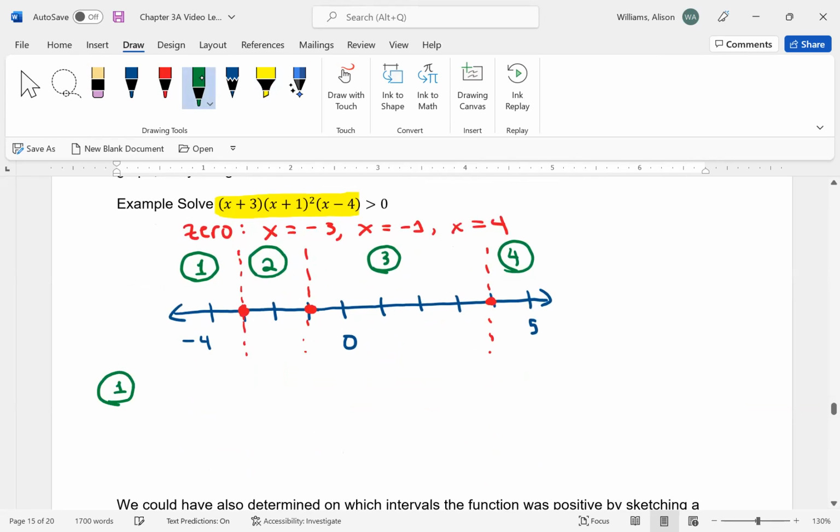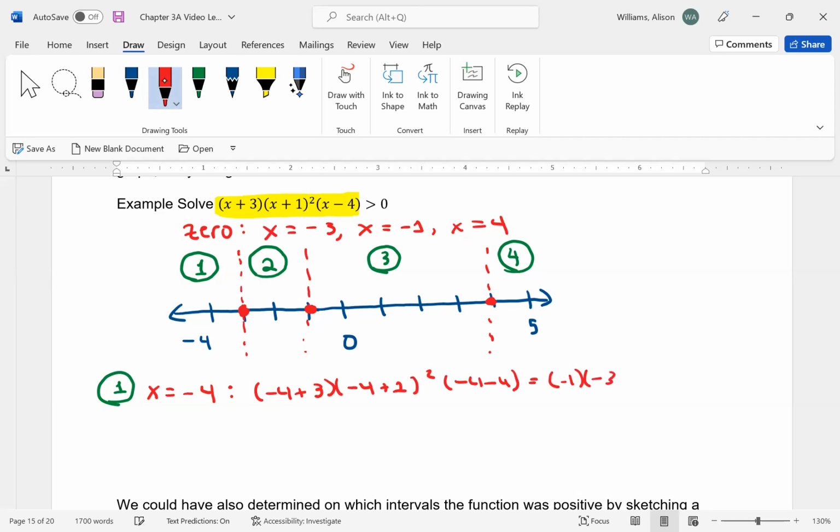So from region 1, I want to pick a number on this number line that's less than -3. So you can pick anything you want, -10, -20. You could pick right next to it. Let's pick -4. I see that -4 is in that region. So I'll pick -4. So what I'm going to do is plug -4 into the highlighted expression. So that's going to give me -4 plus 3, -4 plus 1 squared, and then -4 minus 4. Okay, so -4 plus 3 is -1. -4 plus 1 is -3 squared. And -4 minus 4 is -8.